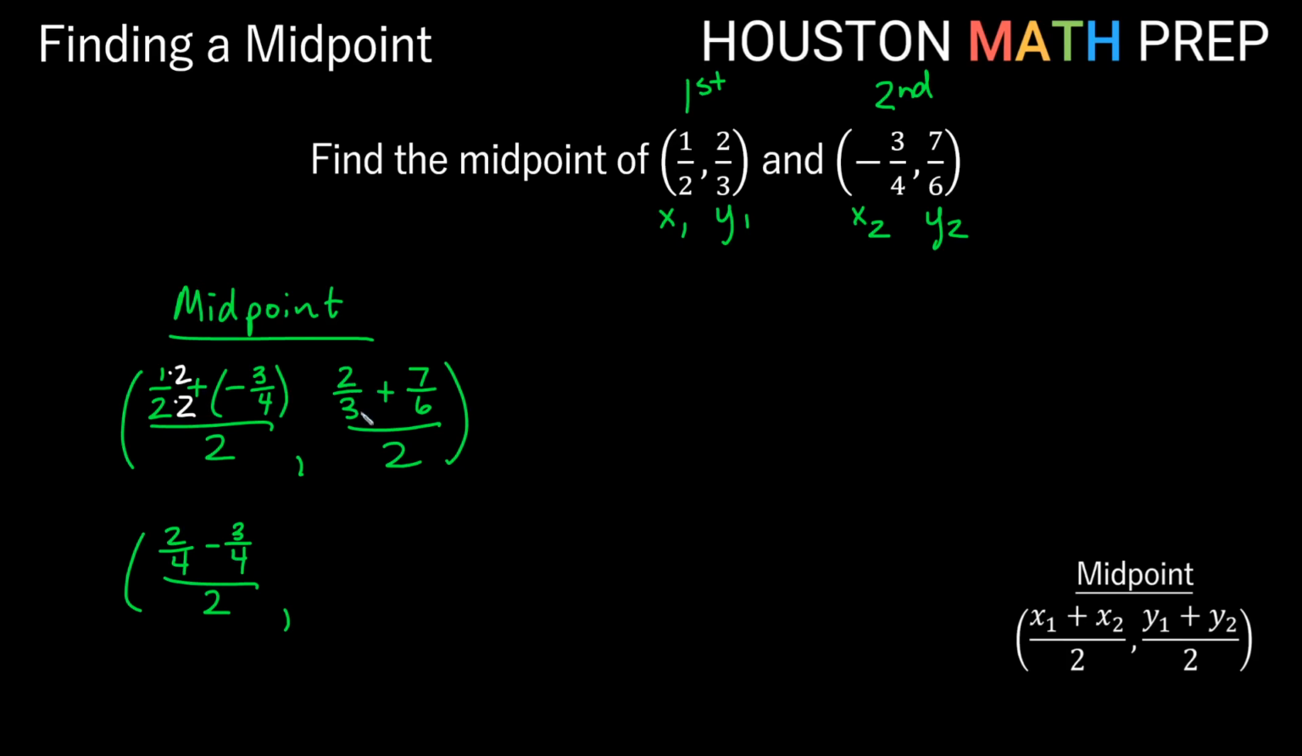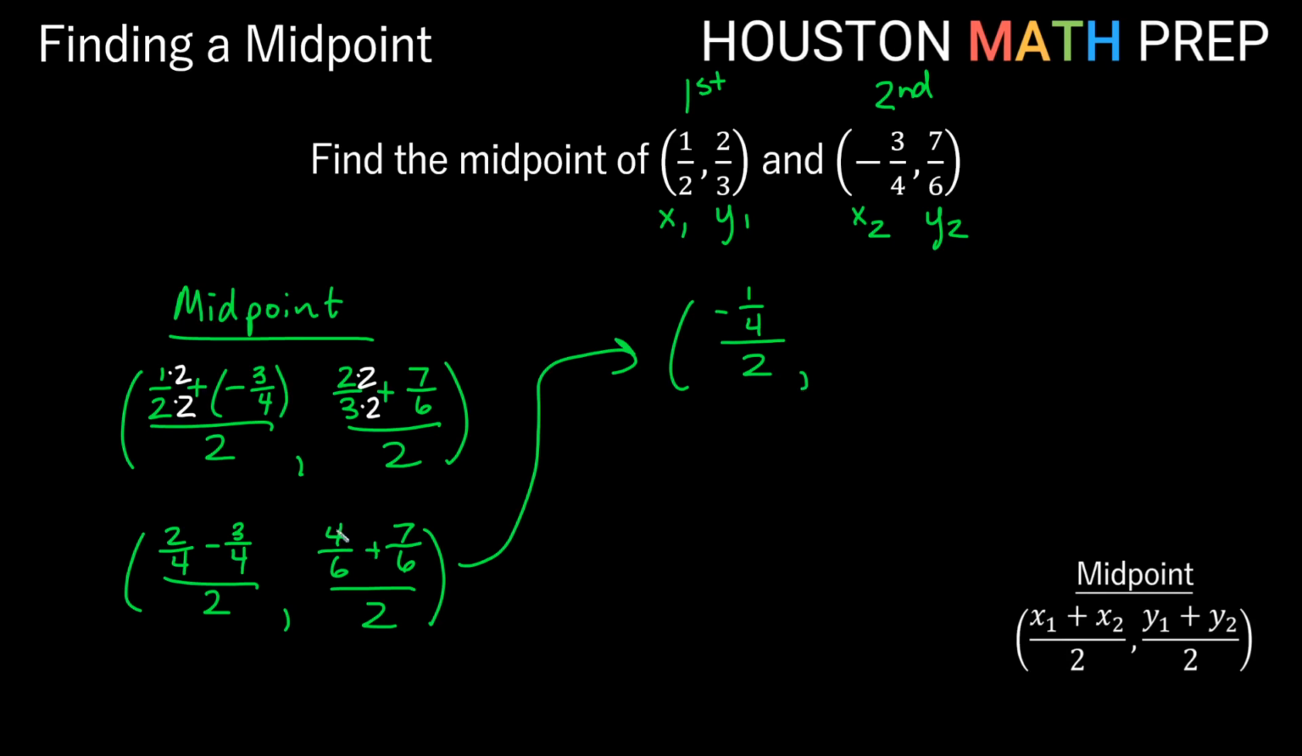Here, same thing, we need a common denominator. We have 3 and 6, both go into 6, so I'll leave the 7 over 6. It already has the common denominator. I'll multiply this one by 2 to get a 6 on the bottom. And we'll say then 4 over 6 plus 7 over 6 divided by 2. Now let's go ahead and add those. So here we have 2/4 minus 3/4, so we subtract the tops only. So that gives us negative 1/4 divided by 2. Here 4 over 6 plus 7 over 6, we add the tops only, we get 11 over 6 divided by 2.